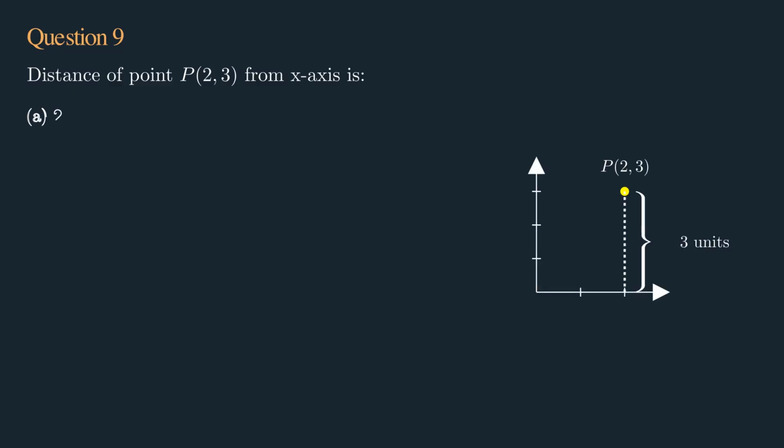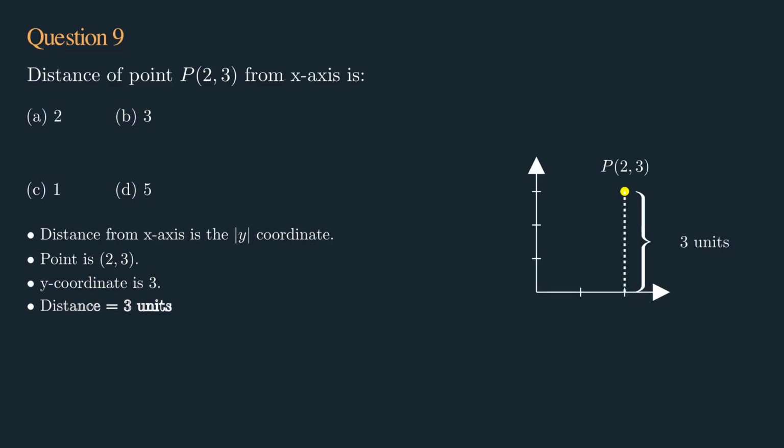Question 9. Find the distance of the point P(2, 3) from the x-axis. Here are the options. The distance of a point from the x-axis is given by the absolute value of its y-coordinate. Here, the y-coordinate is 3. So, the distance is 3 units. The correct option is B, 3.